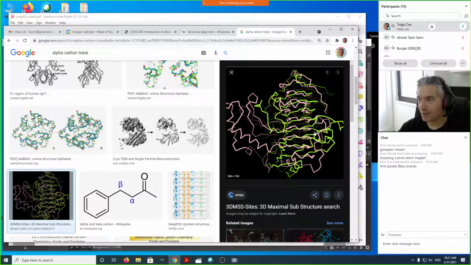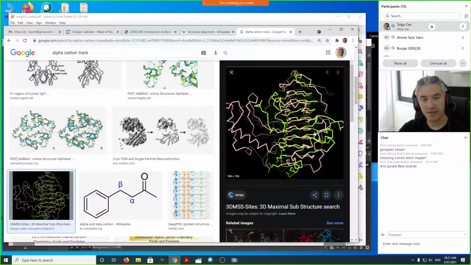The combinatorial extension, as the name suggests, tries to first find these seeds. You will have a lot of matching pairs between these two. There may be more than one matching pair between the two protein structures, and you try to combinatorially extend your match by including different pairs together to form a larger set.